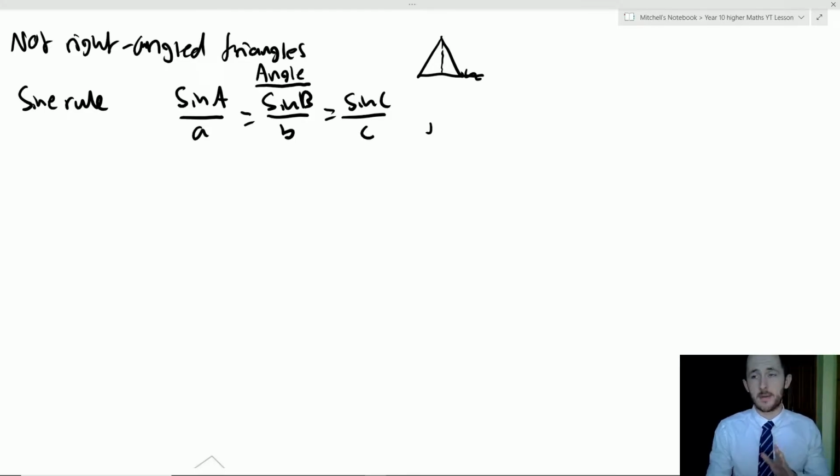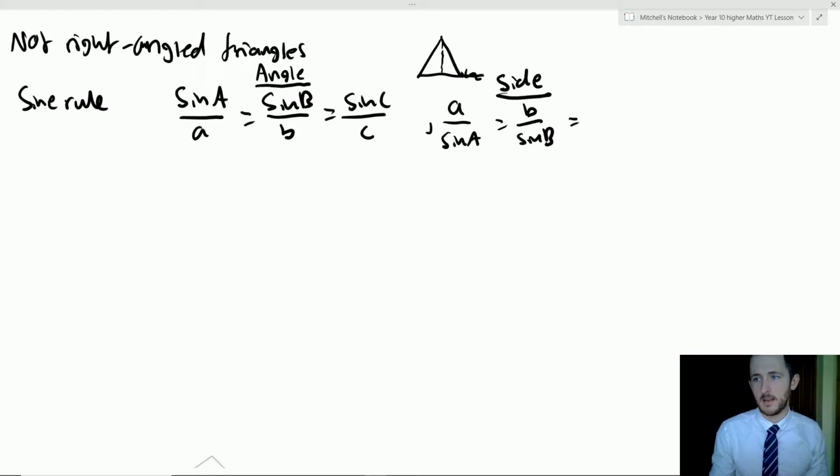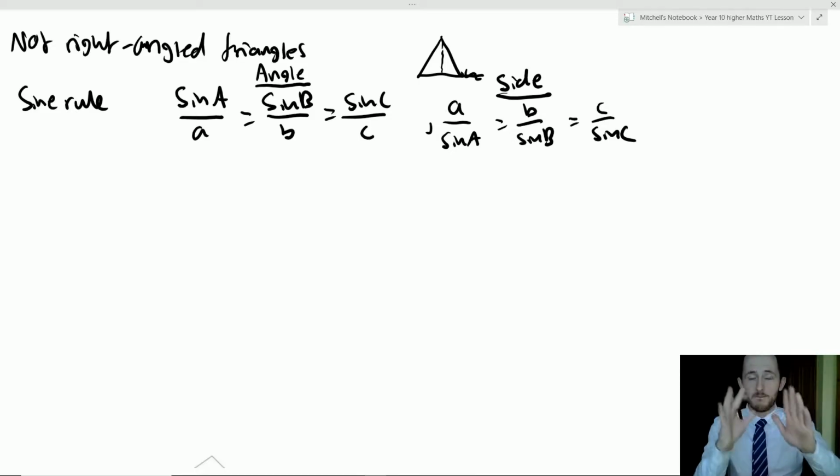You don't need to remember both, but if you want to work out the sides instead, you just flip the whole thing on its head. So A over sine A equals B over sine B equals C over sine C. Again, you don't need to remember the two different versions, just remember one version, and it's literally sine of an angle over the side equals that. So you might be thinking, what on earth am I talking about?